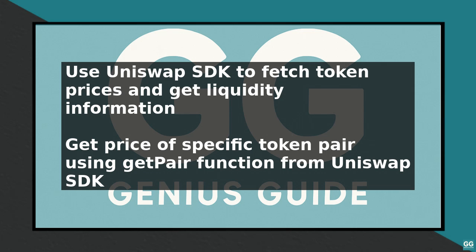To display the available liquidity for a specific token pair, use the getLiquidity function from the Uniswap SDK. This function returns the available liquidity for the token pair, which you can then display to the user.